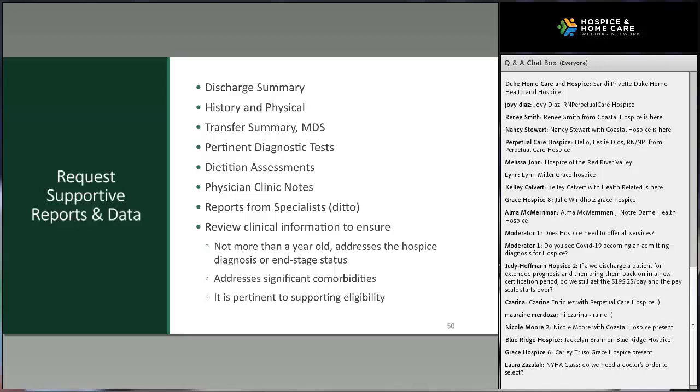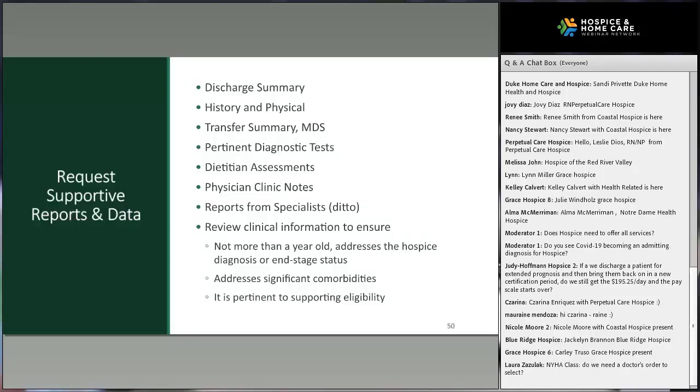You don't want something that's 5 years old. You prefer to have it less than a year old, and then it addresses significant comorbidities, and then it's pertinent to supporting eligibility. So, we usually say less is more. Less is, in this instance, you want to put more in, but you want to make sure you put in the necessary more. If you're just throwing in a bunch of gobbledygook, they notice that, and that's actually more of a red flag, and would make them question you more.